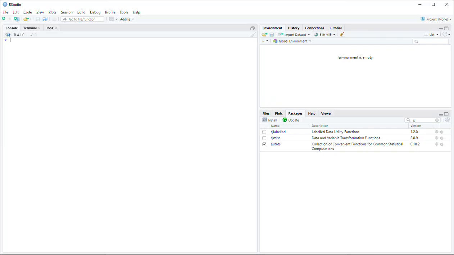In R, R does not have a standard deviation command for the entire population. Instead, its assumption is that the data you're giving it is a random sample, and so it's computationally taking the random sample standard deviation. All right, let's look at an example.